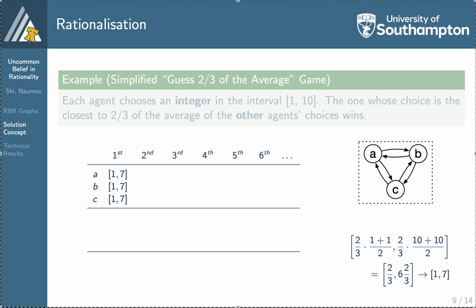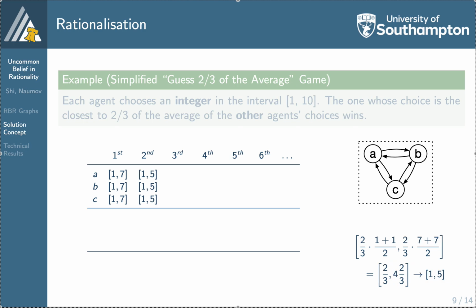Then 7 is definitely closer to the target than 8, 9, and 10. So rationalizable choices are 1 to 7 for each agent. However, because of RCBR, every agent should believe that the choices of other agents are in the interval 1 to 7. Then the new target is in the interval 2/3 to 4 and 2/3. So the rationalizable choices become 1 to 5.